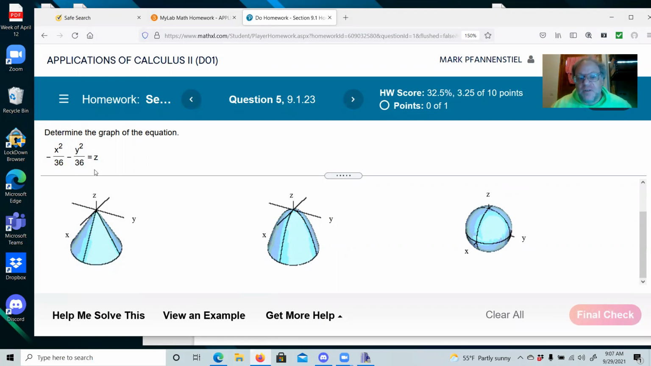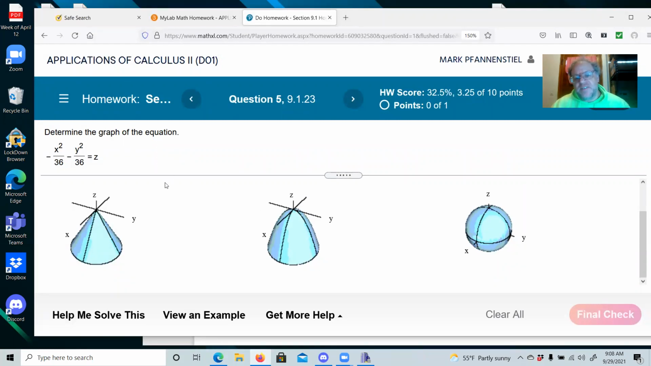Do the variables all have squares? No, one of them's a 1. So there's some kind of parabola going on here. Cones are going to have two linear parts to it. It's a circle, so there's going to be some squares, but we don't have cones like this. It's going to look more like a bowl. They're not all squared, so it can't be this one. So we're stuck with some kind of bowl shaped thing.